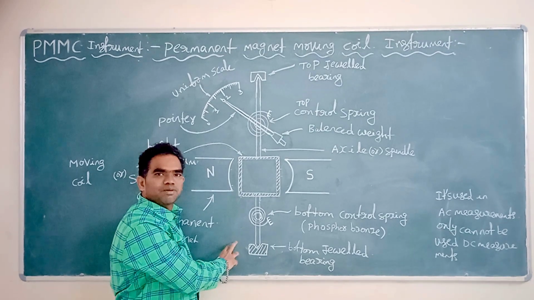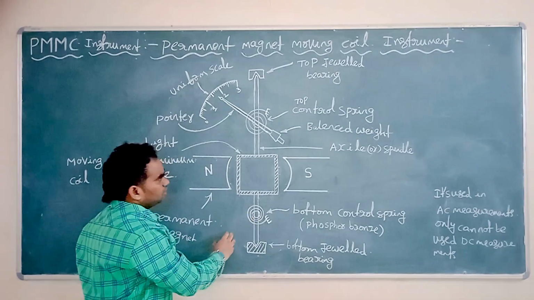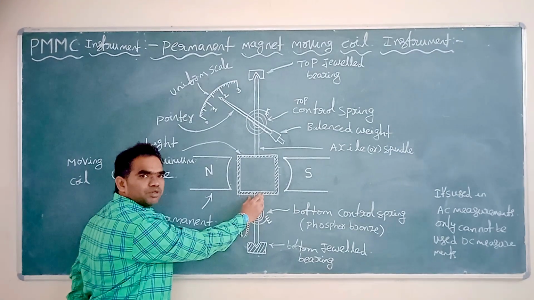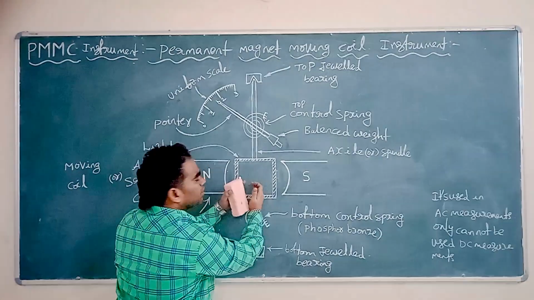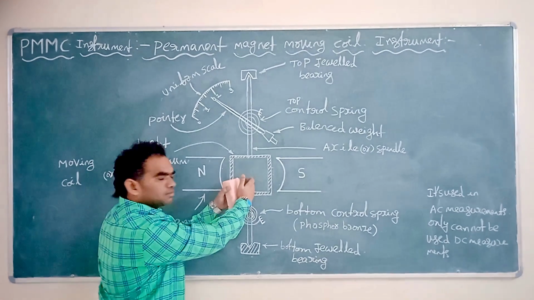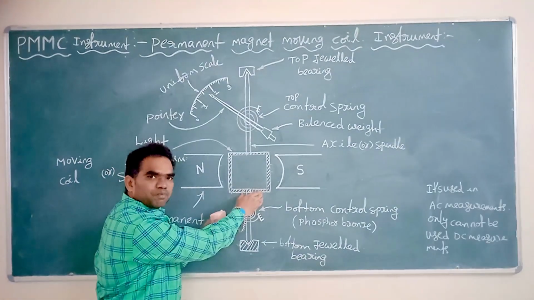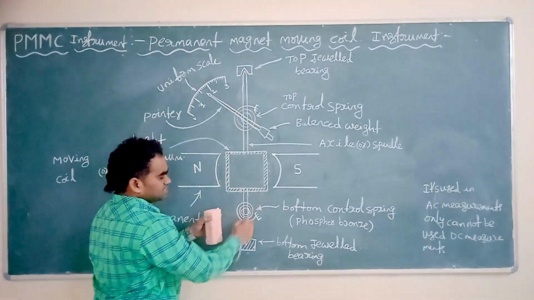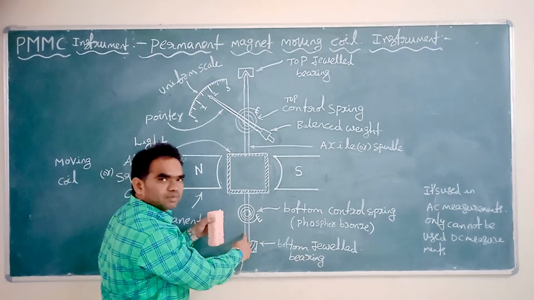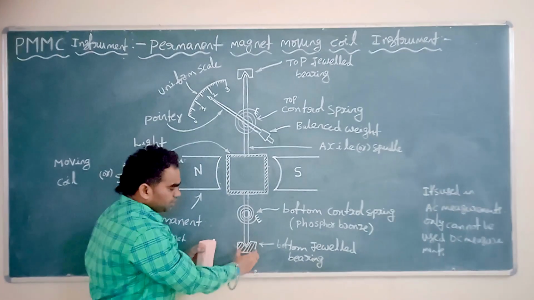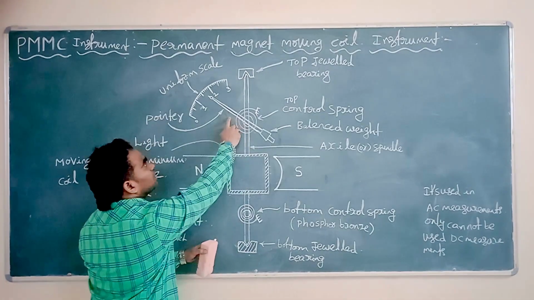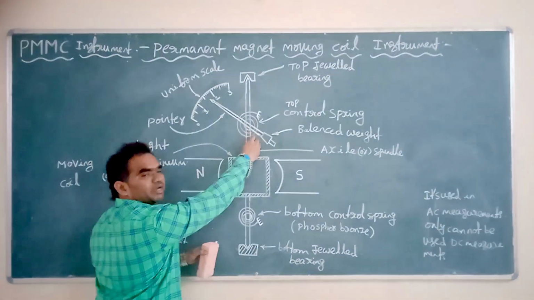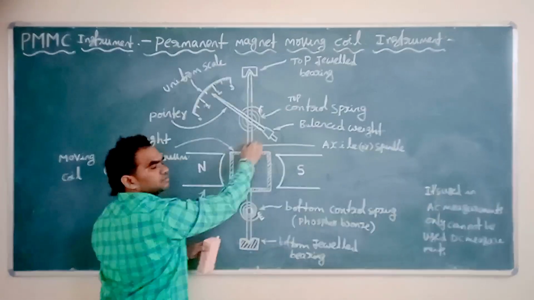Construction details of PMMC: the light aluminum square coil is placed between the two permanent magnets. This coil is supported with the help of the axle. The axle is supported with the help of joint bearings. The light aluminum pointer is also attached to the axle.